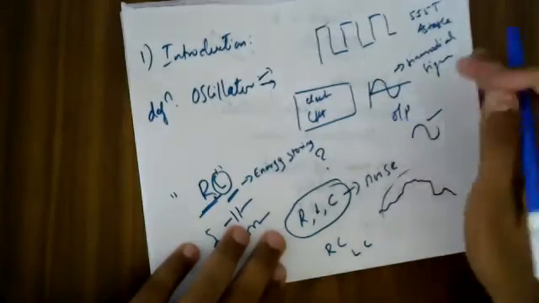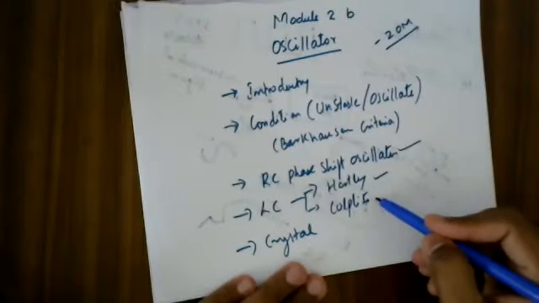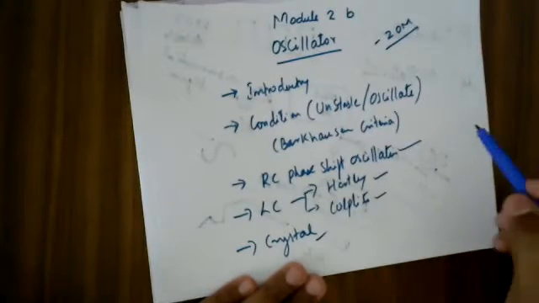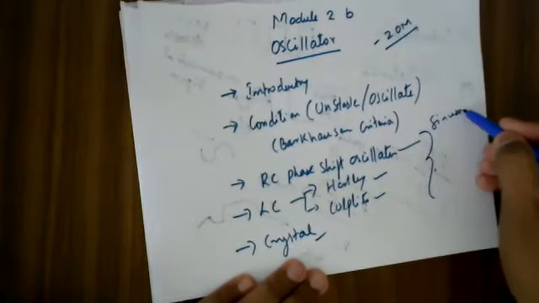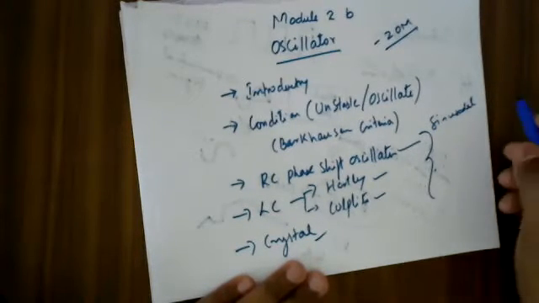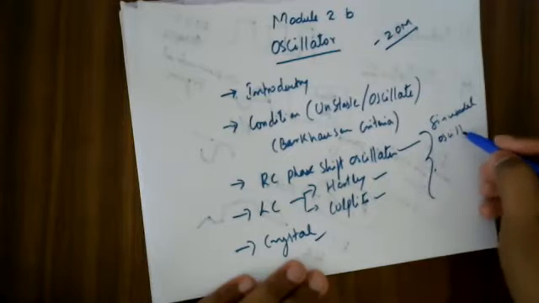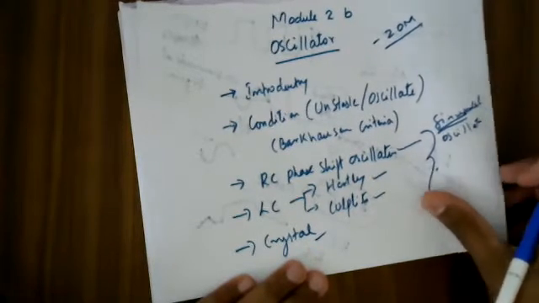But whatever we have in our syllabus, that is the RC phase shift oscillator, Hartley oscillator, Colpitts oscillator, and crystal oscillator, these are all sinusoidal oscillators. It means they will generate a sinusoidal signal as an output. Is it clear to you?